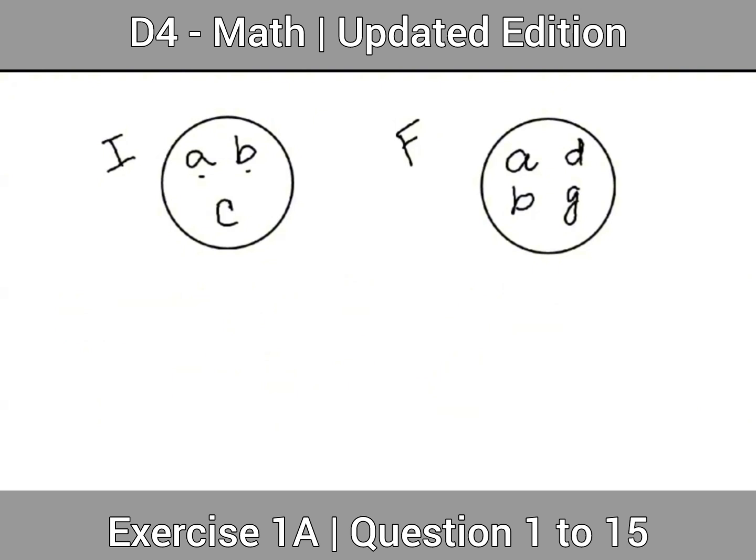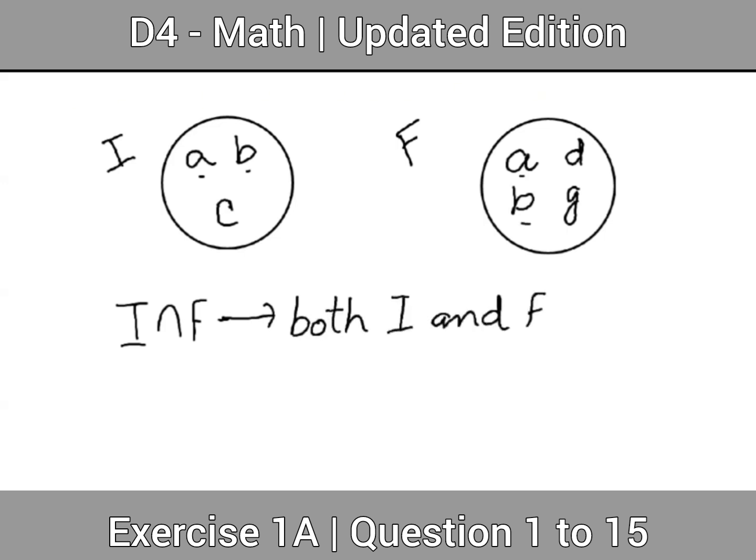Now what will you do if you have been asked to find the set of people who like ice cream and fruits both? Let's think. Here we have to find I intersection F. It means both I and F. So there are only two people, A and B, who like both ice cream and fruits. So here we have A and B, and this is the set of people who like ice cream and fruits both.